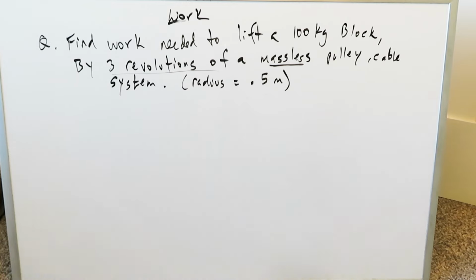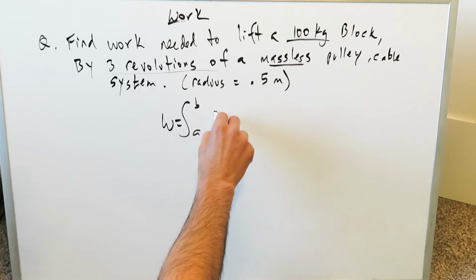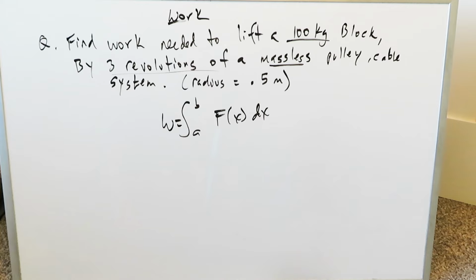The pulley has a radius of 0.5 meters. The block we have to lift is 100 kilograms. How do you go about doing it? You're looking at something which looks like this, A to B, and that right there is our formula. The force is coming into play. You know, work is equal to force times distance. We have to have a force component and we have to have a distance component.